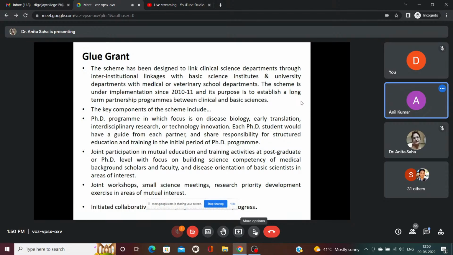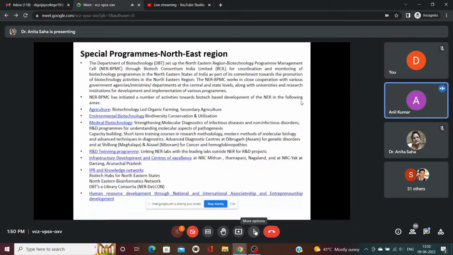The next one. They are also providing support for workshops and other activities. Yes, now there is special attention from the government of India for the northeastern part of the country, the northeast region, like Assam, Meghalaya, Nagaland, and Tripura. The government of India is giving immense funds to the northeastern region to support agricultural, environmental, and medical research activities. And there is one special scheme, the R&D twinning program.